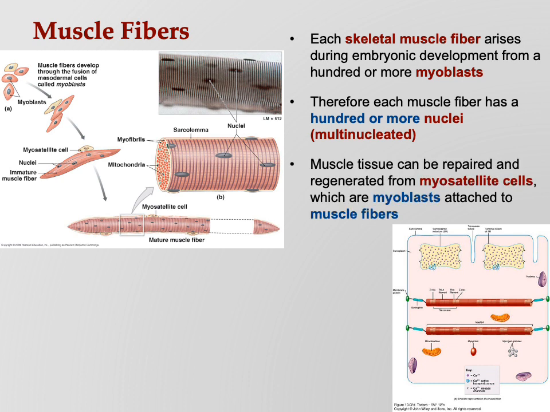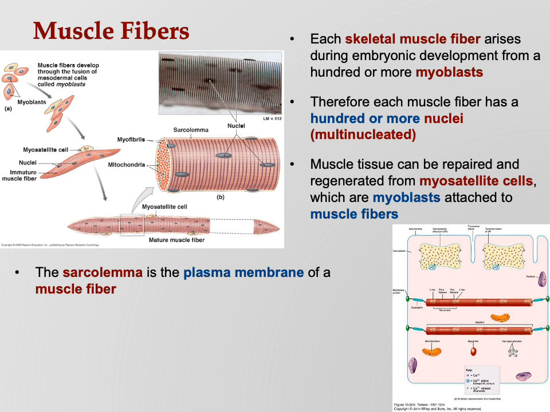And then some of those myoblasts that the muscle fiber was made of stay on the outside, and those are the myosatellite cells we mentioned earlier. When you damage muscle, this is how the muscle repairs itself. Those myosatellite cells can reproduce to help make and repair the muscle fiber itself.